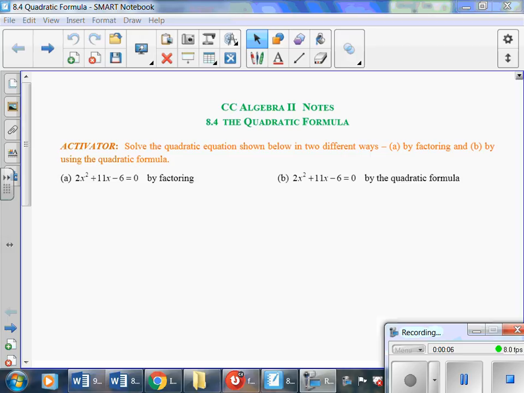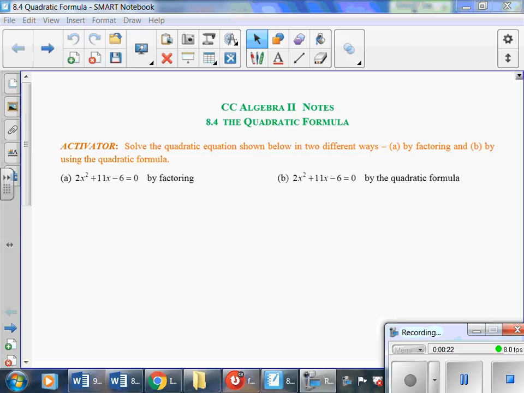Today's lesson 8.4 is the quadratic formula. Now this isn't really new. We've talked about the quadratic formula before in Algebra 1, and the beautiful thing is the quadratic formula is given to you on your reference sheet in case you forget it during the Regents exam.